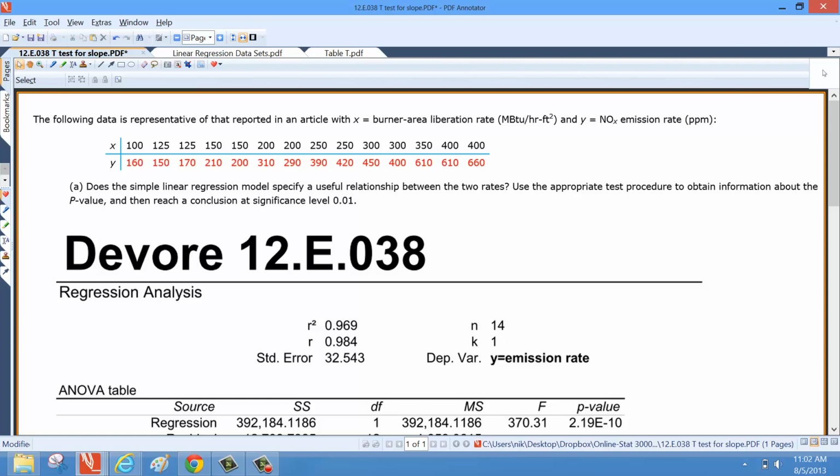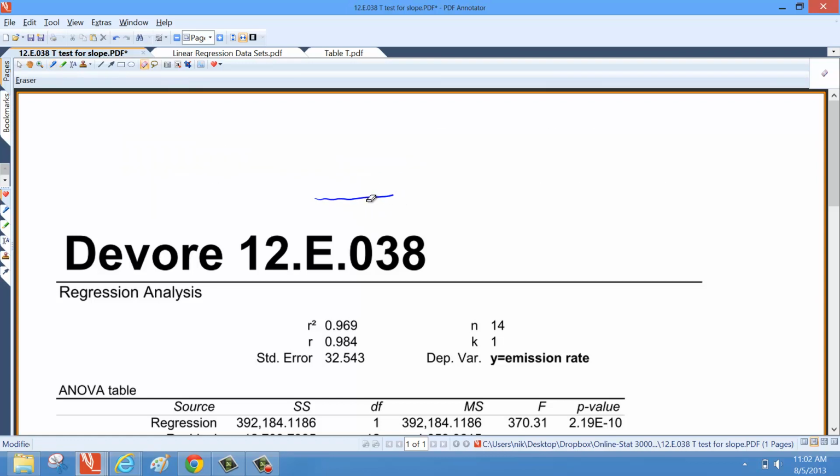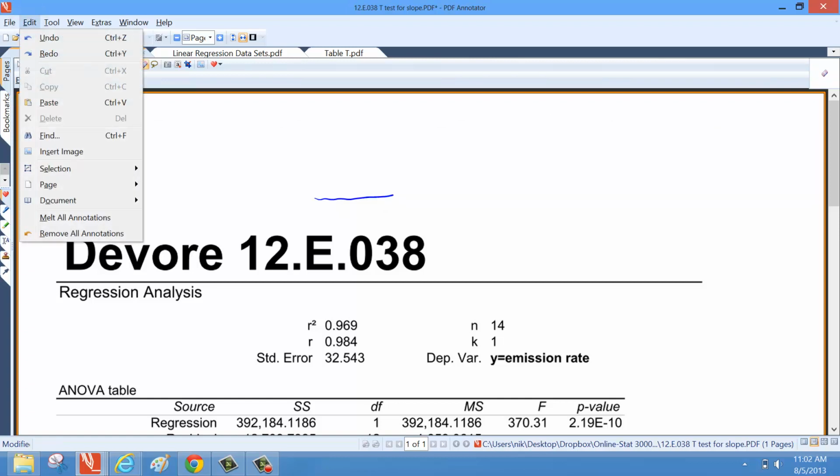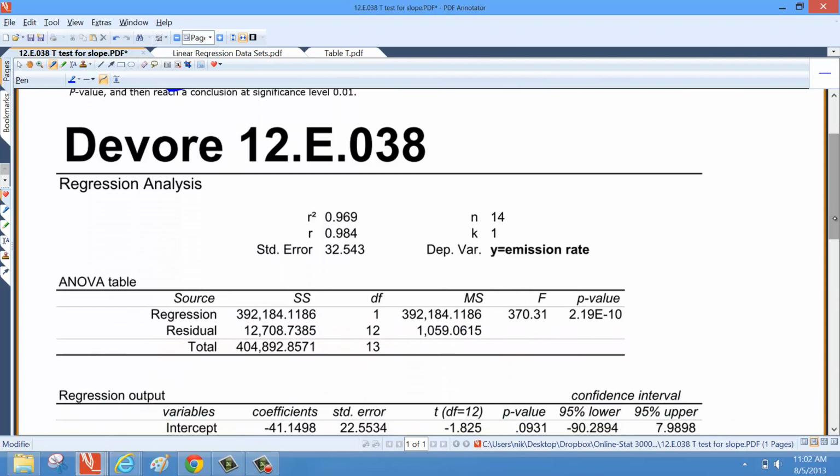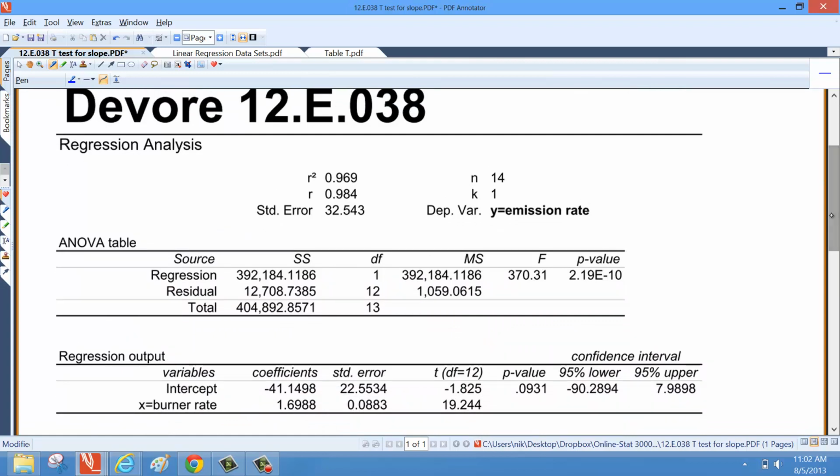And it wants to know, does a simple linear regression model specify a useful relationship between the two variables? So we want to know if we have a useful relationship. Specifically, because we're doing a linear regression model, we want to know if it's a useful linear relationship. And this is the MegaStat output that I got when I ran it, with just a few things whited out, so you had to do them by hand.